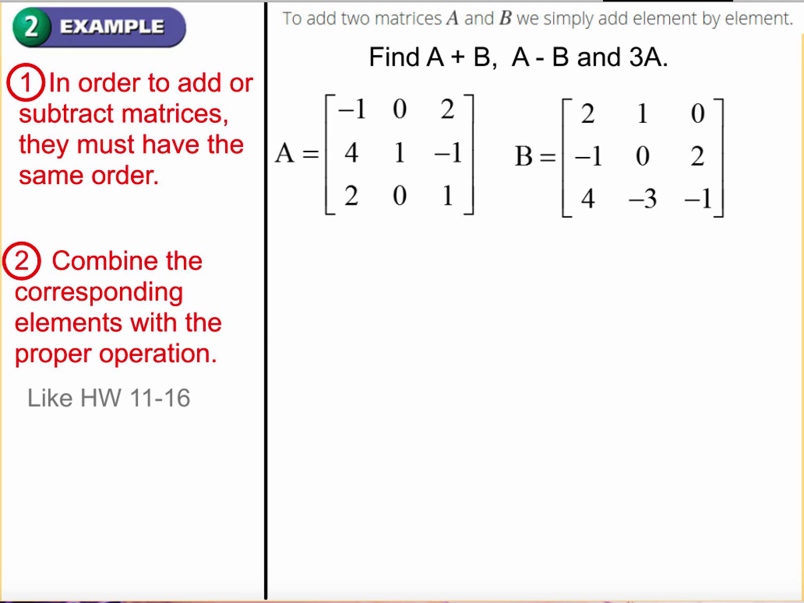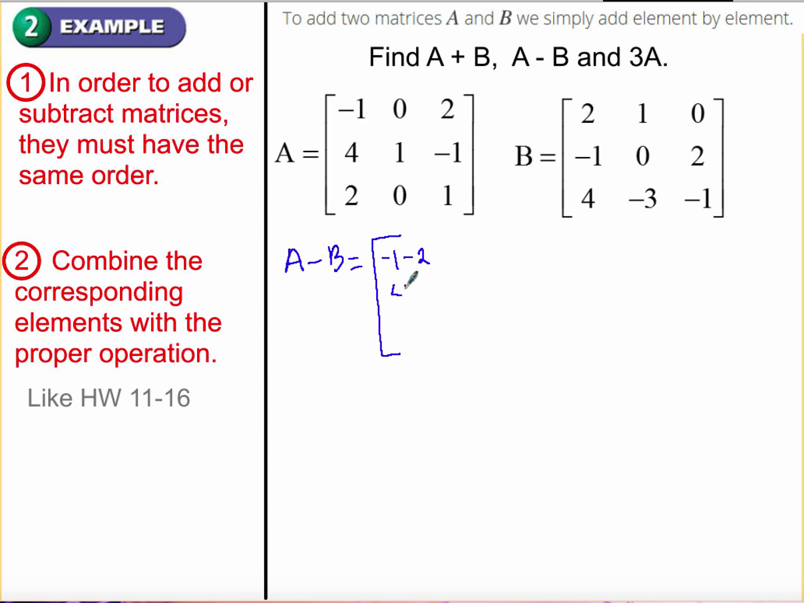So let's try A minus B. Okay, so A minus B, it's very similar to A plus B, only instead of adding, we're going to subtract. So I'm going to still work with those corresponding components. So I'm going to take -1, which is in row 1, column 1, and I'm going to subtract 2, which is also in row 1, column 1. And I'm going to do it all the way down the column.